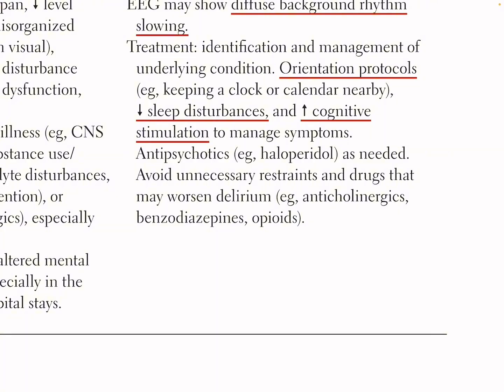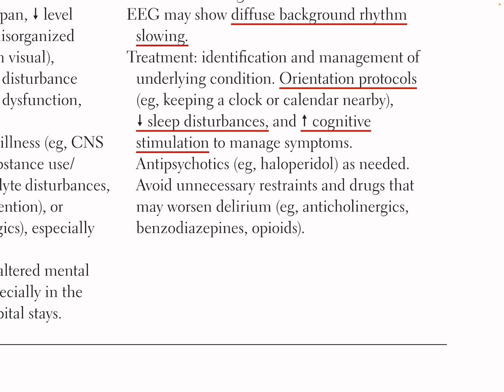Treatment: identification and management of the underlying condition, orientation protocols such as keeping a clock or calendar nearby, decreasing sleep disturbance. This is very important. So they'll tell you, for example, the patient was having delirium in the same scenario, and they will ask what can we do to help him. They will say improve sleep, or something like decreasing sleep disturbance, and increase cognitive stimulation to manage symptoms, antipsychotics as needed, avoid unnecessary restraints, and avoid drugs that may worsen delirium: anticholinergics, benzodiazepines, opioids.